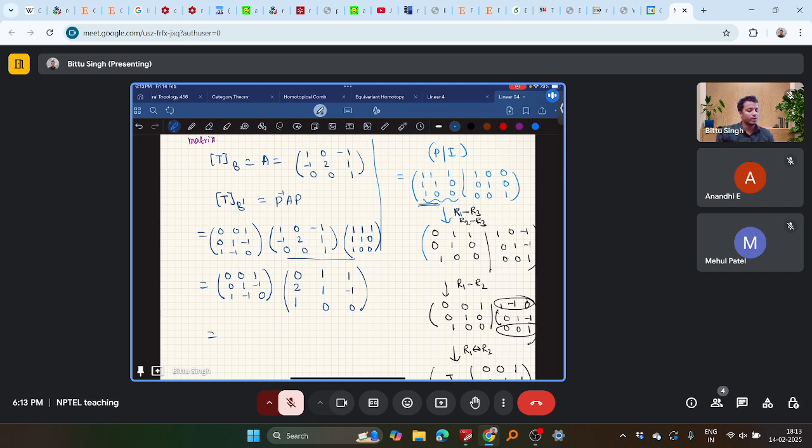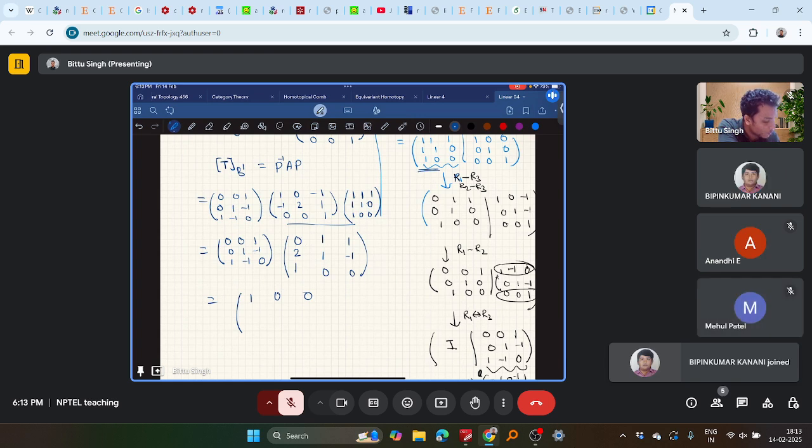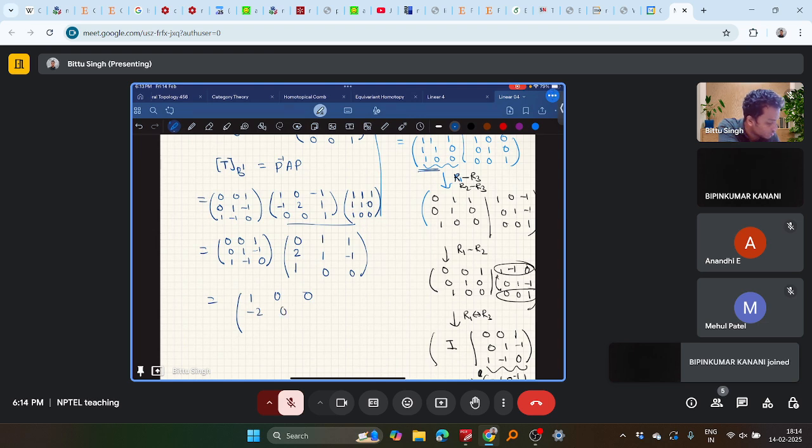Now again we will multiply those two things. So what is the answer? The first thing will be the third row, because 0 0 1 appeared on the first row. So we put the third row, and the second row will be just R1 minus R2, which is minus 2, 0, plus 2.